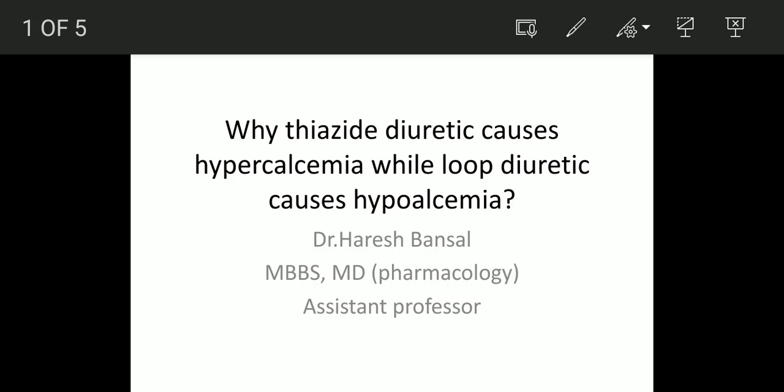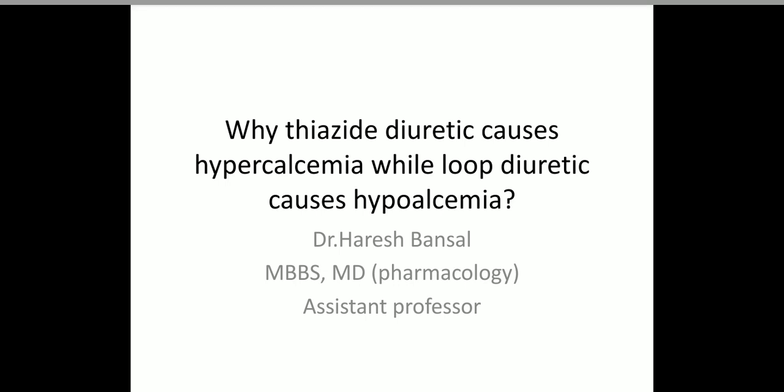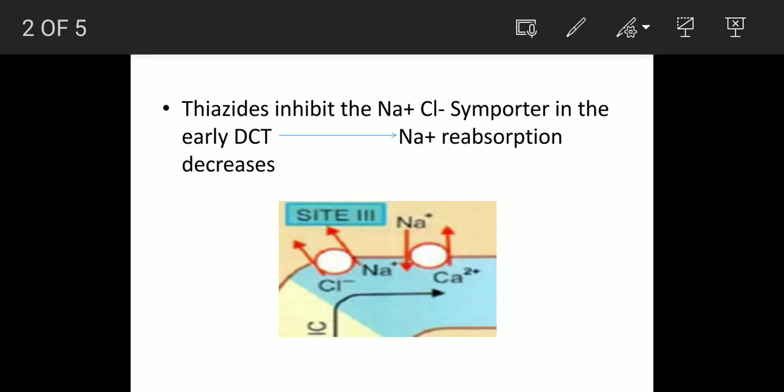Hello dear student, my today's topic is why thiazide diuretic causes hypercalcemia while loop diuretic, just like furosemide, causes hypocalcemia. So let's discuss it. Thiazide inhibits the sodium chloride symporter in the early DCT, as you can see in the picture of early DCT. DCT means distal convoluted tubule.